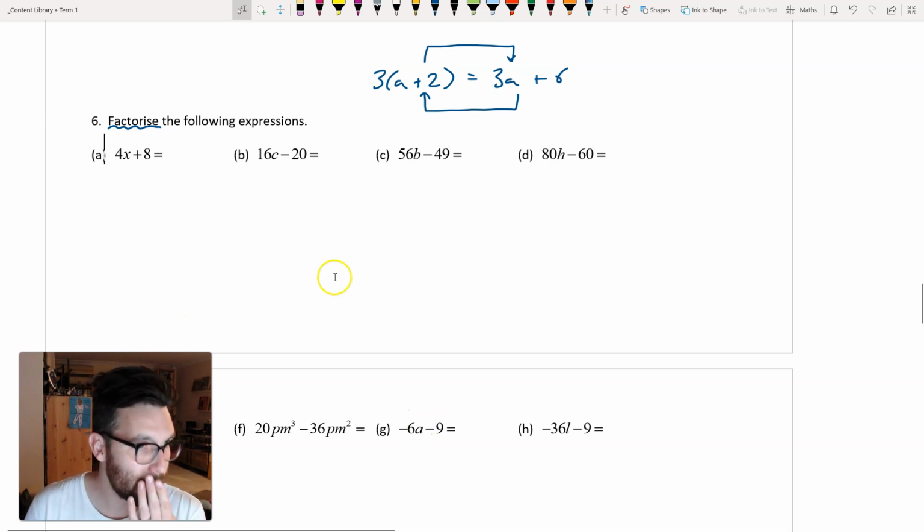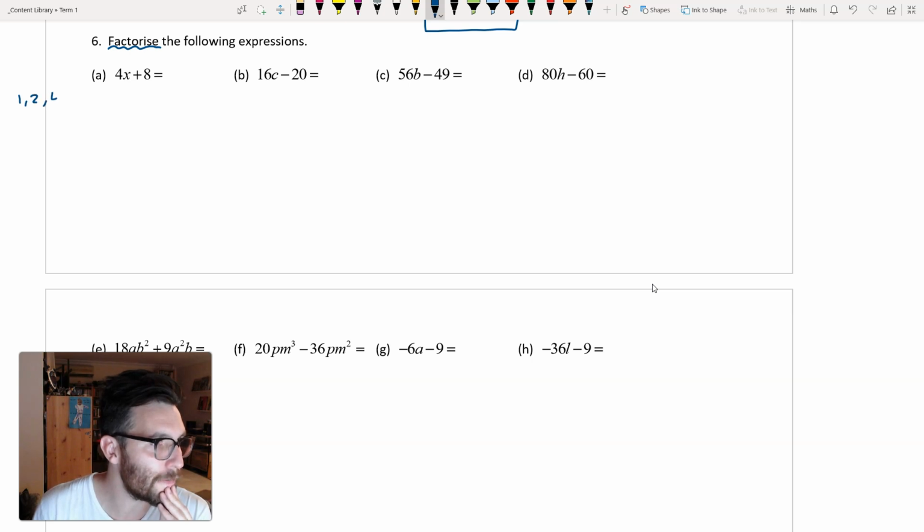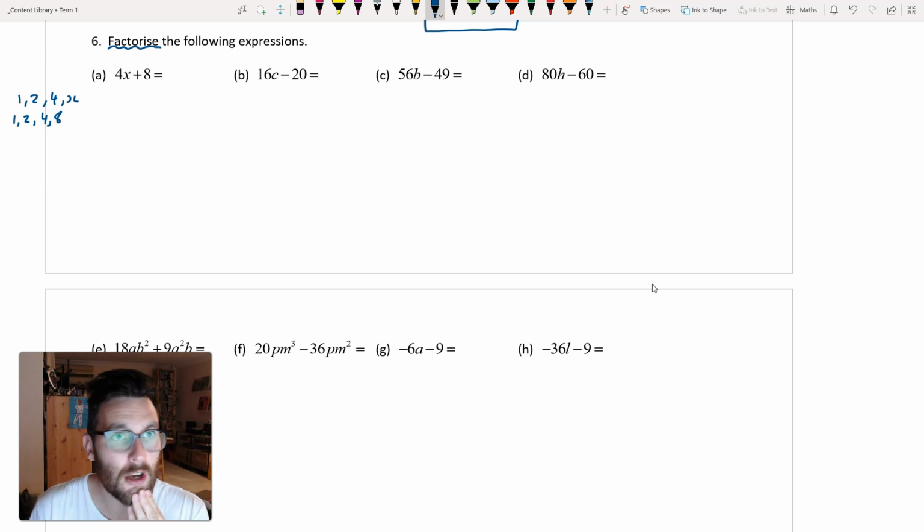So what we want to do for this one, we pretty much want the highest common factor to both of the terms. So if we think of the factors of 4, we've got 1, 2, and 4, and x as well, because it's 4x. Factors of 8 are 1, 2, 4, and 8. So whatever is the highest common factor, in this case 4, goes outside the bracket.